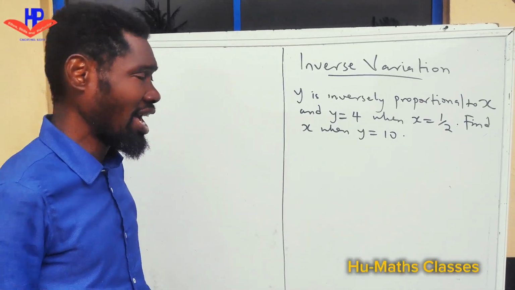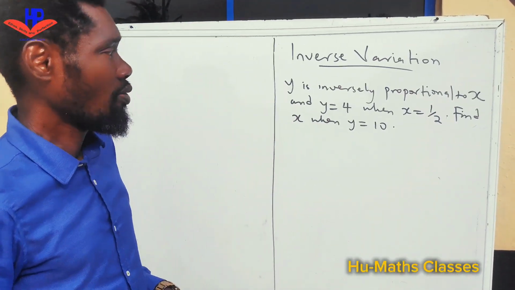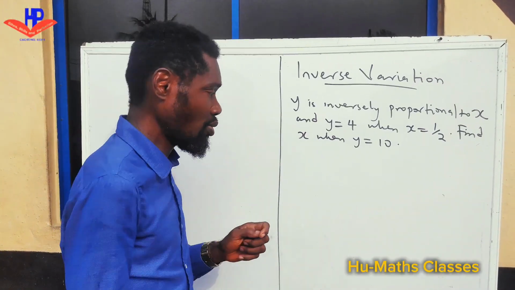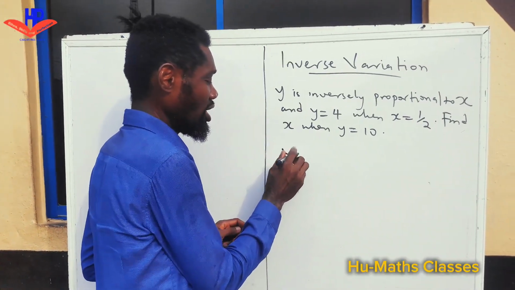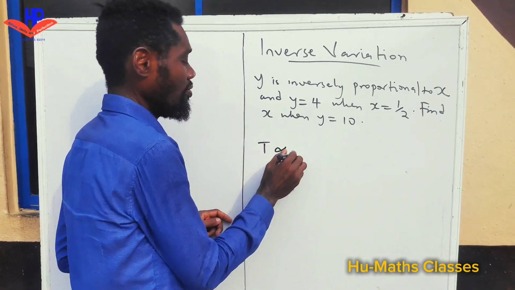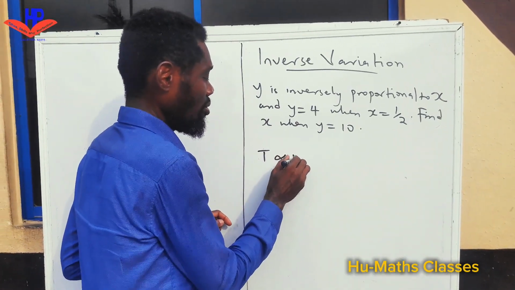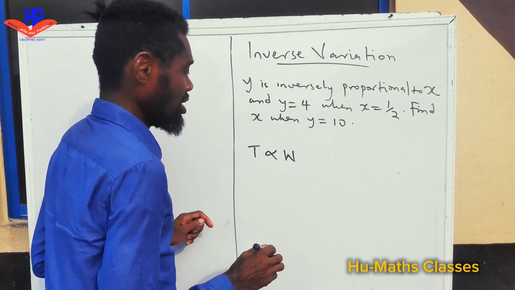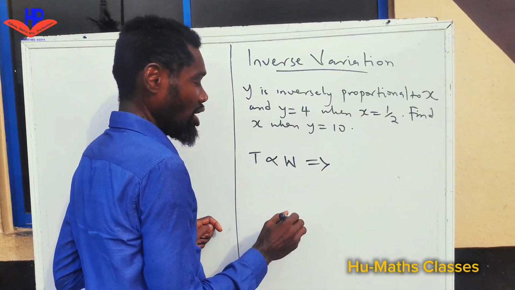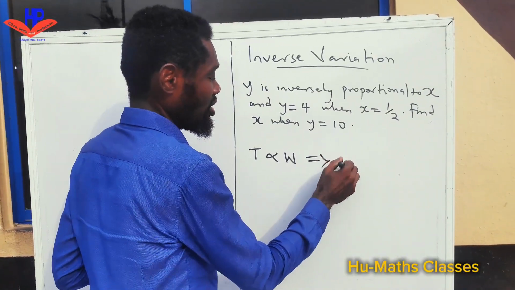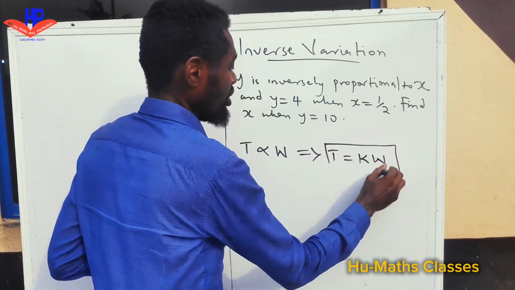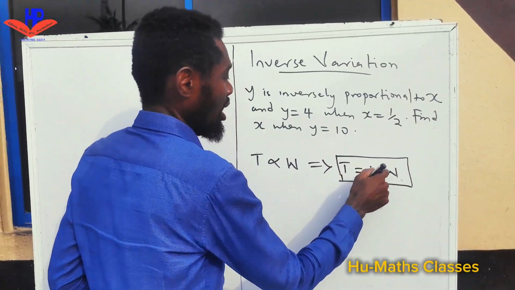Okay, let's look at inverse variation. Today, we've considered the direct variation in our previous class, and in that variation we said it's always written in this form. Let me use a different letter. T varies directly with W, and we said you need to introduce a constant of proportionality to help create a relationship between T and W. So we'll be having T is equal to K W. So this defines the relationship between T and W.